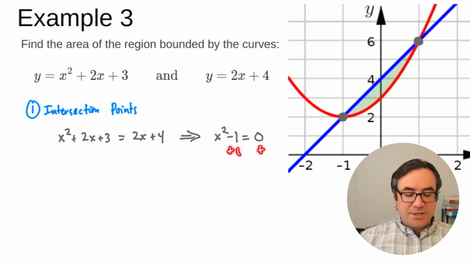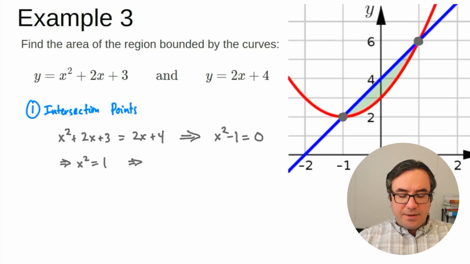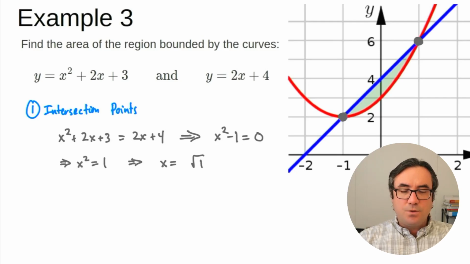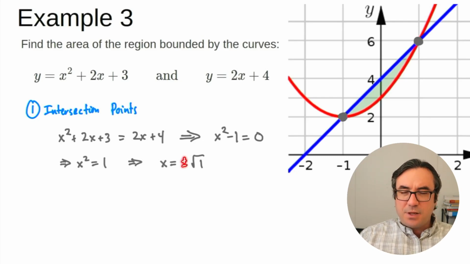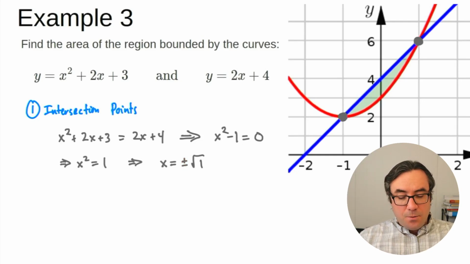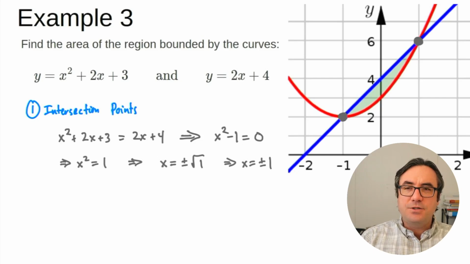So I would add 1 to both sides. And then we've got to get rid of that square function, and the way we do that is with the square root. So I would rewrite this as x squared equal to 1, and then applying the square root is going to give me x equal to square root 1. And whenever we apply the square root, if it's not already there, and we're solving an equation, we've got to remember the plus minus. So we end up with two values for our intersection points, x equals 1 and x equals negative 1.